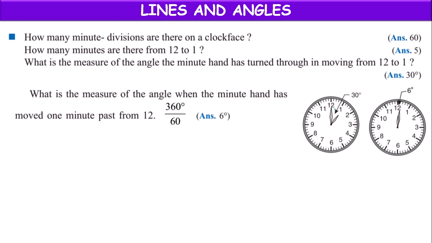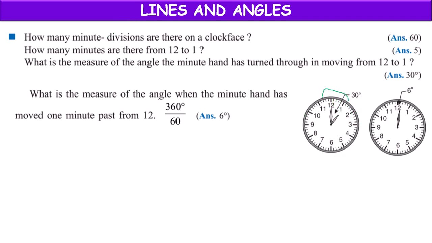Because it has only 12 numbers, 12, 1, 2, 3, 4, 5, 6, 7, 8, 9, 10, 11, 12, it is calibrated with numbers from 1 to 12. The region between 12 to 1 is divided into 5 parts, 1 to 2 is divided into 5 parts. Like that, 12 parts into 5 parts, 12 times 5, altogether it will have 60 minute divisions.